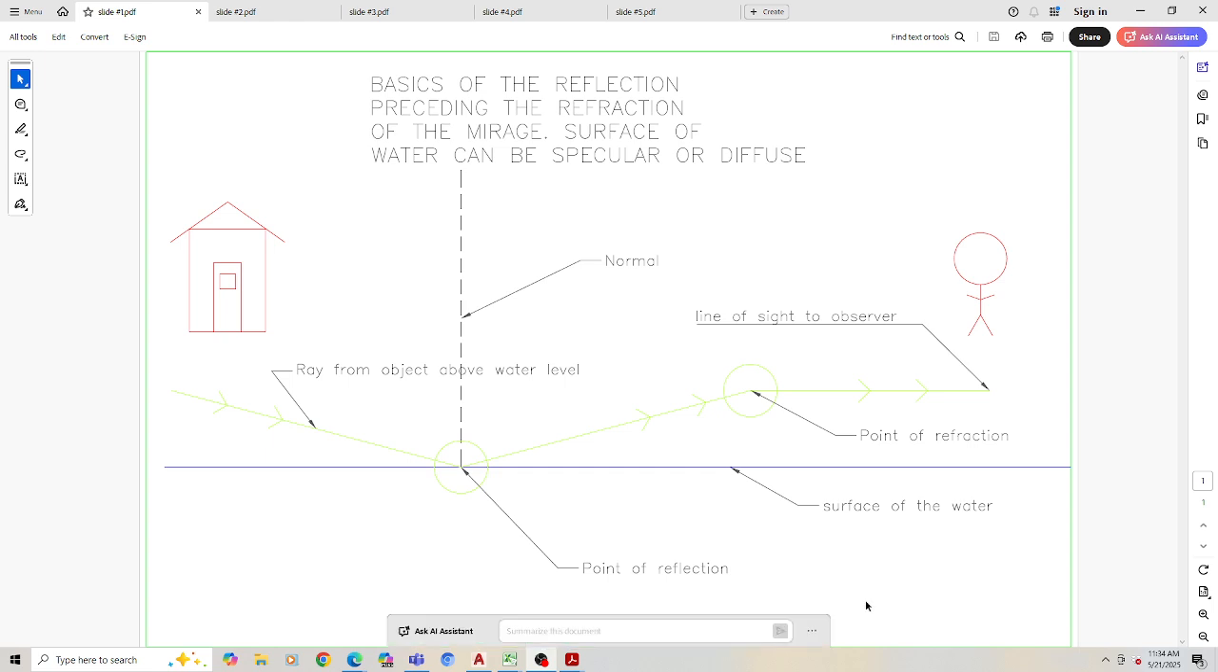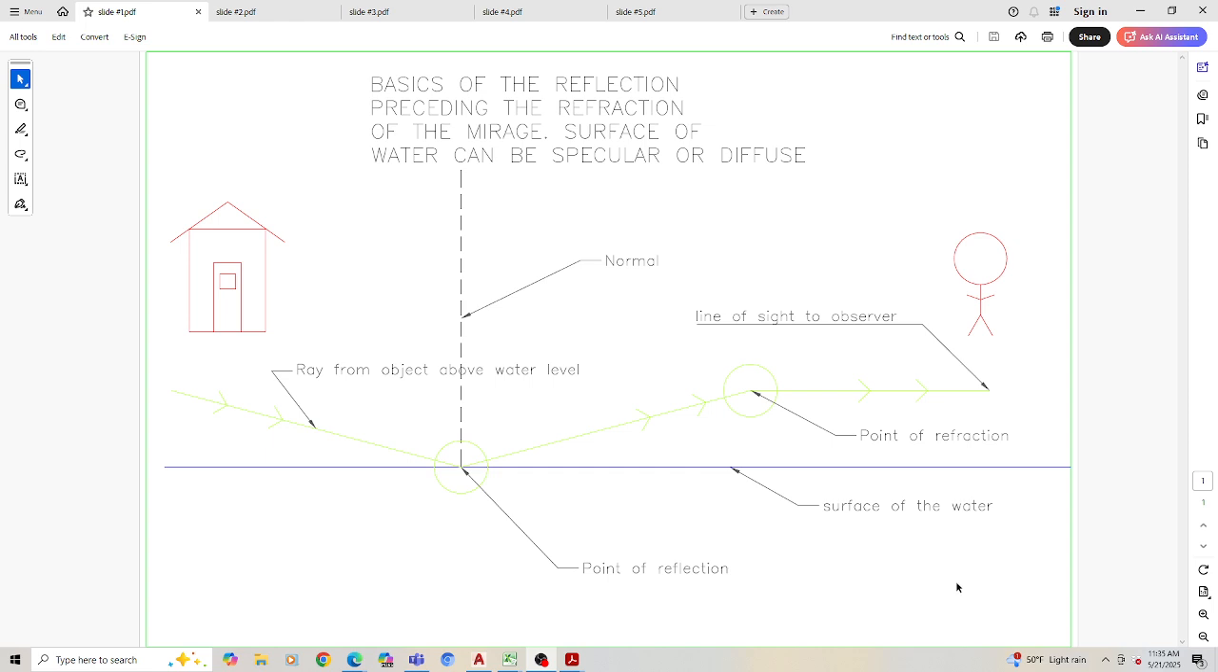The first thing we have to do is understand the relationship between... and let me back up for a second. This is dealing specifically with the path of light that interacts with the surface of the water. Anything that does not interact with the surface of the water that creates stretching, compression, or superior mirage is not being applied here. We are only dealing with the interaction of light that interacts with the water surface.